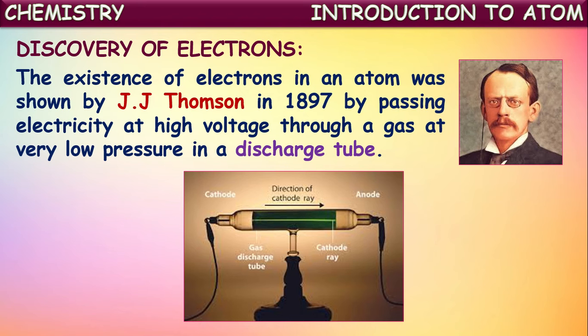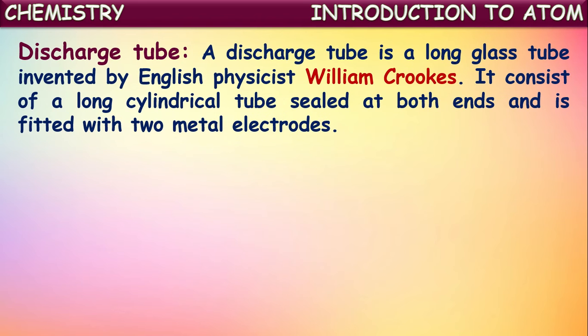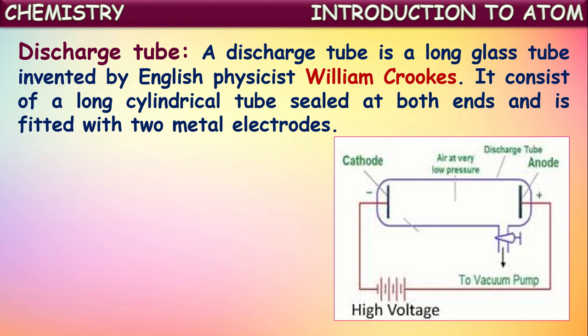Now, let us see what this discharge tube is. A discharge tube is a long glass tube invented by English physicist William Crookes. Means before J.J Thomson, William Crookes did several experiments with this discharge tube. The discharge tube consists of a long cylindrical tube sealed at both ends and fitted with two metal electrodes. See, this blue colored glass tube is said to be the discharge tube, a long cylindrical tube which is closed at both the ends.